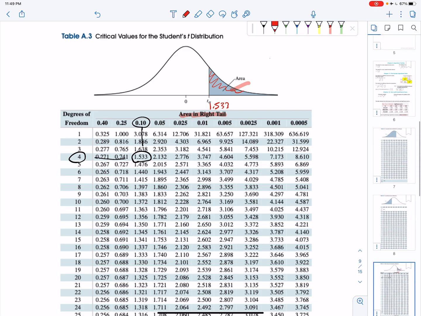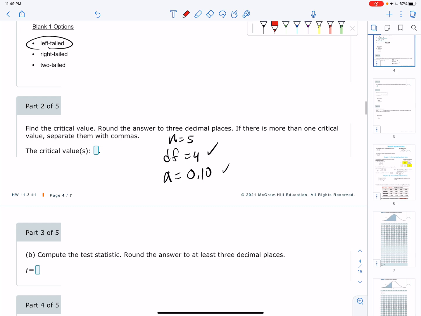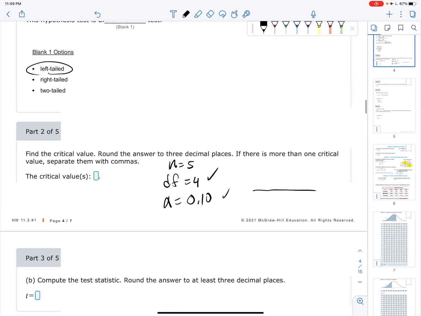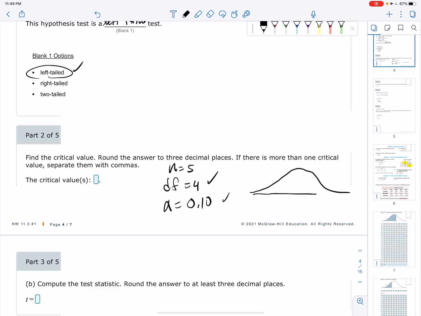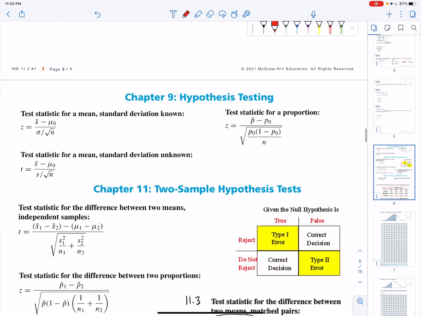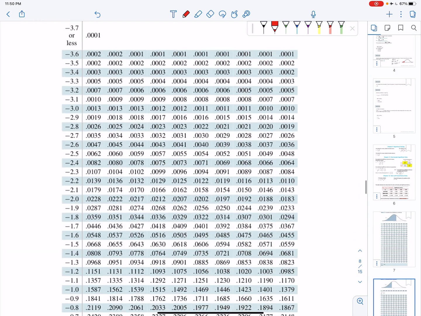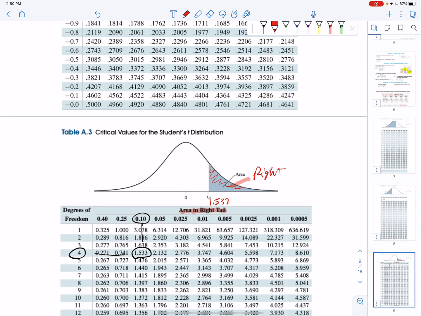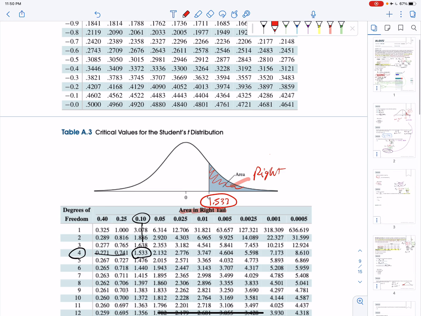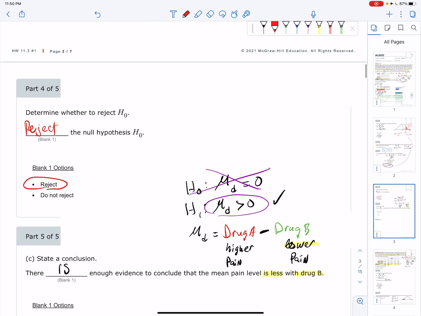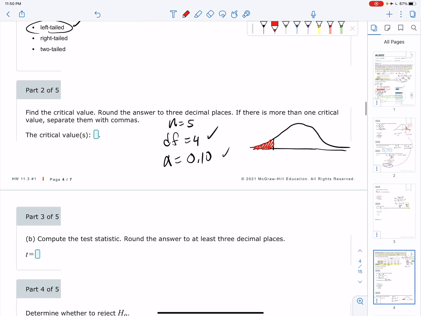Okay, well, what do we have going with our question? If we take a quick look at the picture, remember we said this is a left-tailed test. Let me remind you again, the way the table's set up, we just found the area to the right. So all you have to do is take that number and put a negative sign on it, and we've got the critical value for the left-tailed test. So I take that value that I just got and put a negative on it. So negative 1.533. That's our critical value.